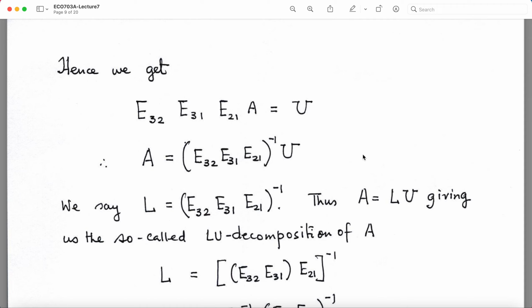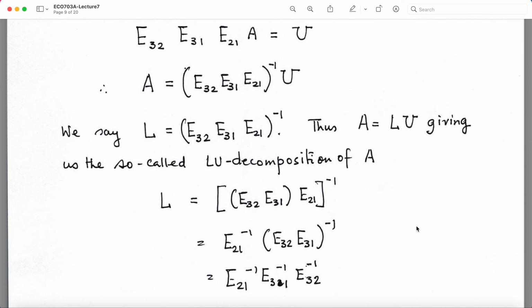So this is your L. We can call this product totally as E. That is what I said at the beginning. So that gives you the decomposition A is equal to LU. Now let me calculate that L.